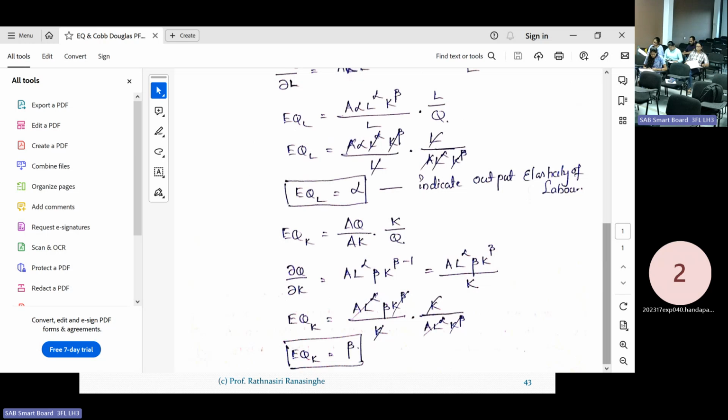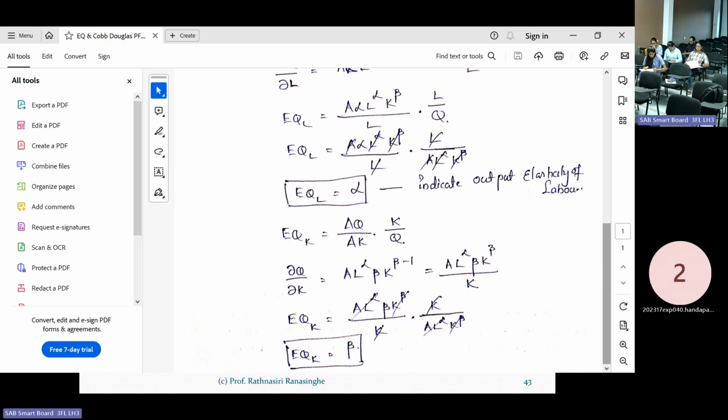So we can measure how much the output is going to change with respect to change in both variables, labor and capital. So if we take this alpha and beta, what does it explain? It explains the change in output due to change in the inputs, labor and capital.